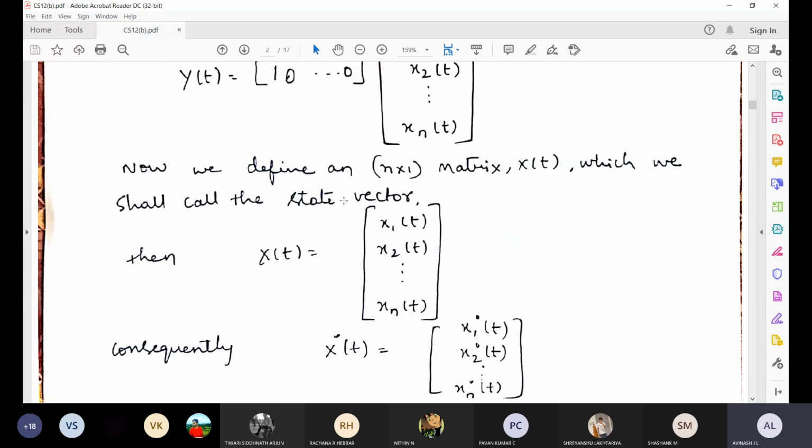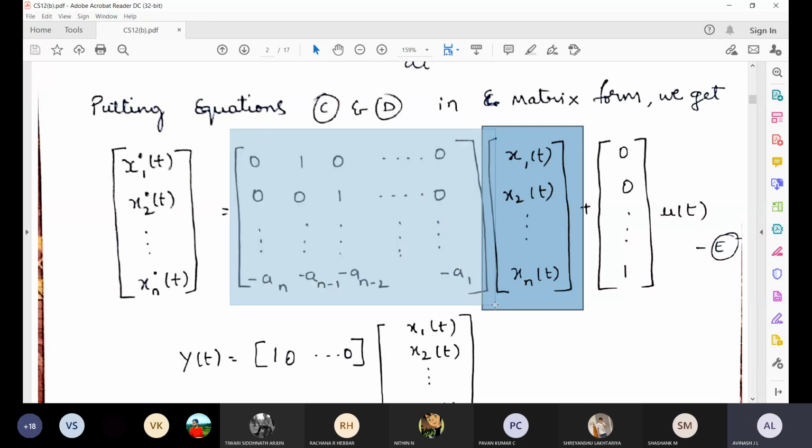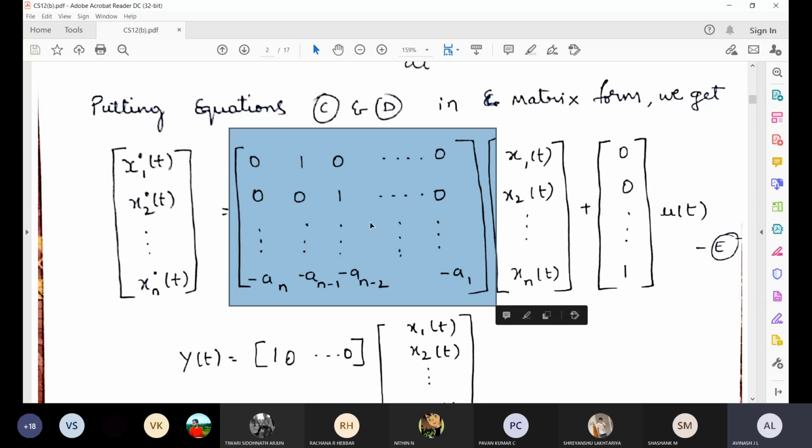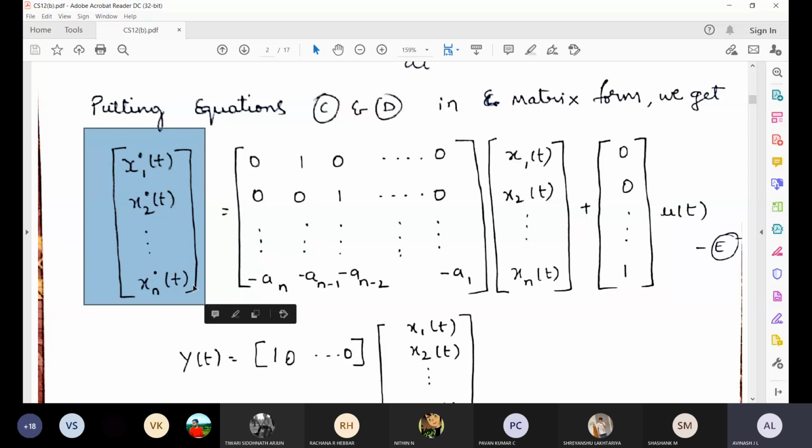So you can see x of t equal to what? Here I will explain. Capital X of t is a column matrix: x1 of t, x2 of t, up to xn of t. A will be equal to this particular matrix, an n cross n matrix, and B will be equal to this one, a unit column matrix. And X dash will be equal to x1 dash of t, x2 dash of t, and xn dash of t, like that.